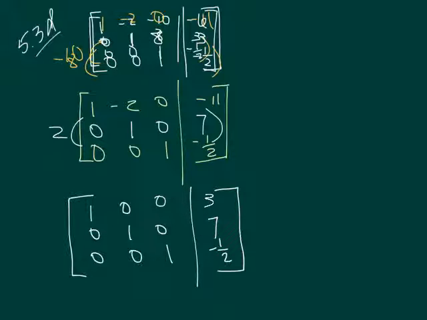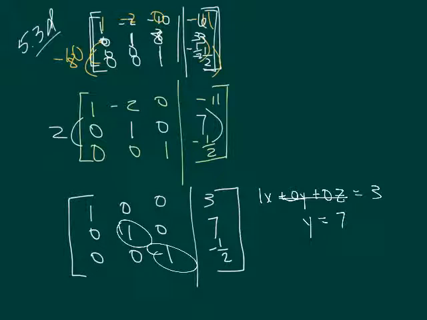So now I'm in reduced echelon form because all I have is a diagonal of 1s and all I have are zeros. Once I'm done with that, it makes life real easy because it becomes 1x plus 0y plus 0z equals 3. So those go away, x equals 3. Same thing is true here, but this time y equals 7, and this time z equals negative 1/2, which is the same answer I got in the other one.